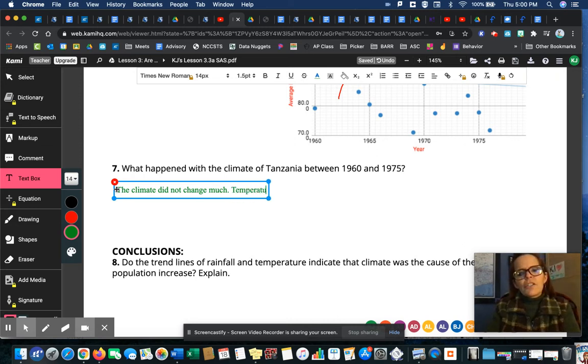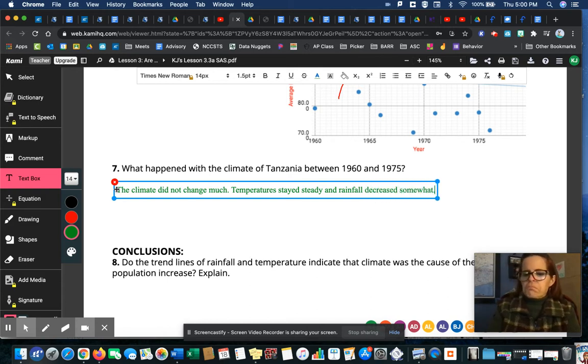Temperatures stayed steady, and rainfall decreased somewhat. Write it however you want, but that's what I'm going to say. The temperature didn't change much. The temperature stayed the same and the rainfall decreased a little bit. So mostly the climate didn't change.